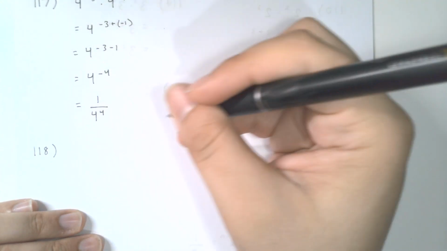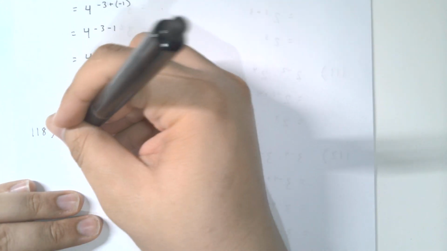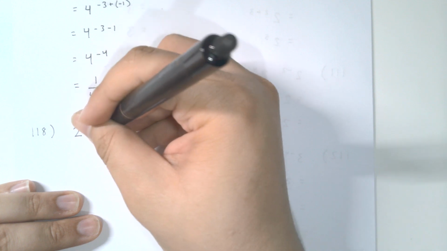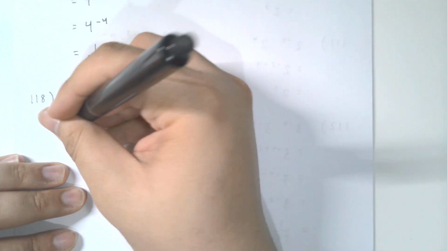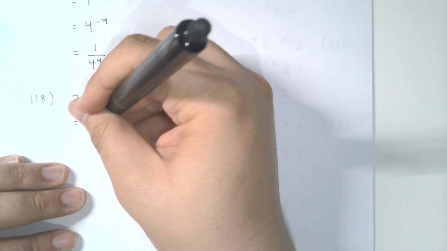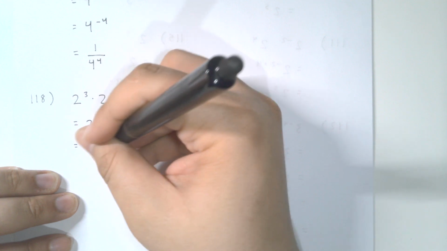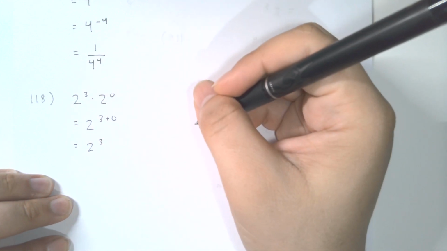And for 118, we have 2 to the 3rd power times 2 to the 0th power. And this is equal to 2 to the power of 3 plus 0, which is 2 to the power of 3. And we're done.